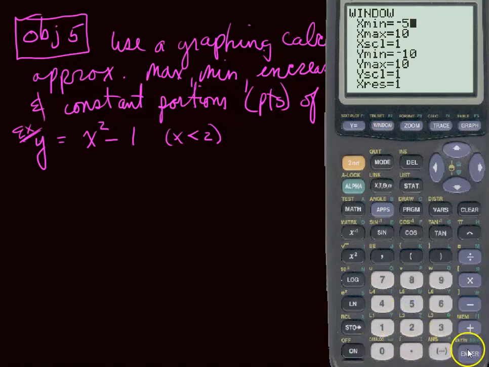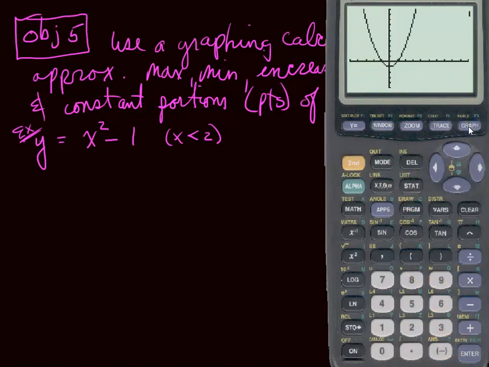-5 for x min, 10 for x max. Scale of 1 is good. If you get more than 20 marks on the screen, it sort of blends together, so don't do more than 20. And y min is also -5 to 10, and a scale of 1 will give you a mark every unit. The X resolution, don't worry about that stuff. These first 6 are the important ones. And you can graph that. Now it looks pretty much the same as before.